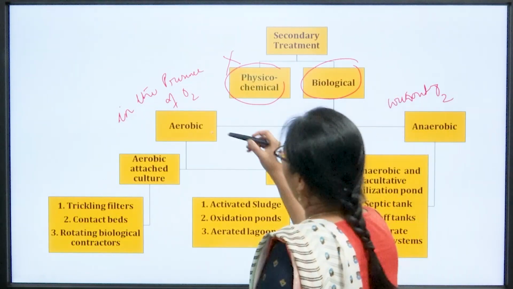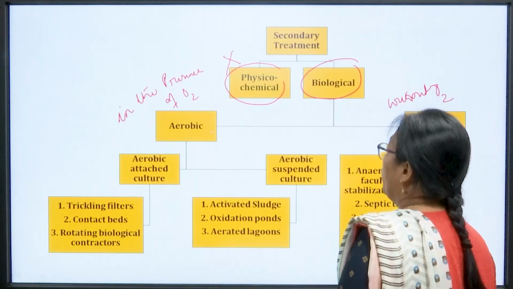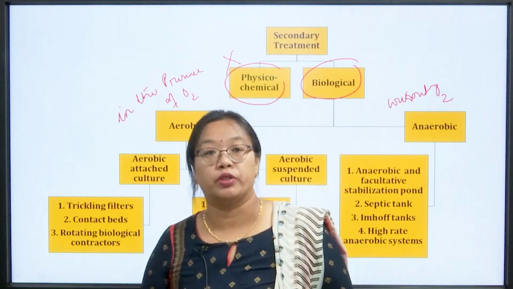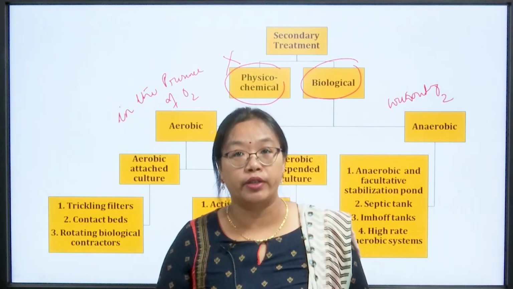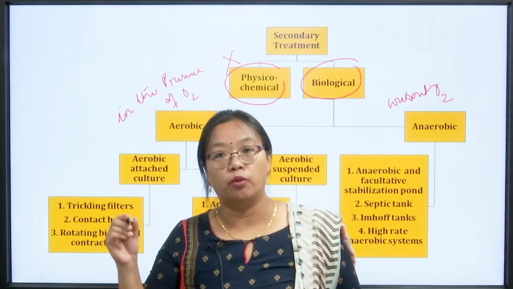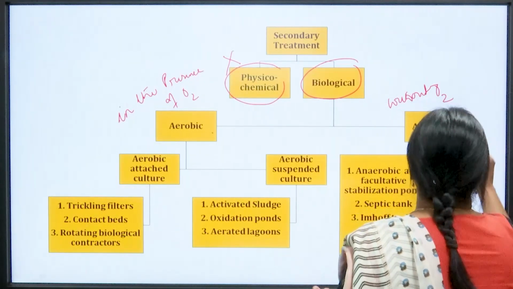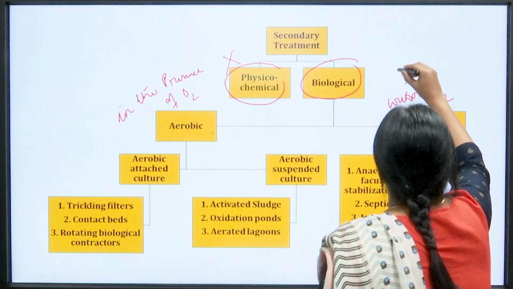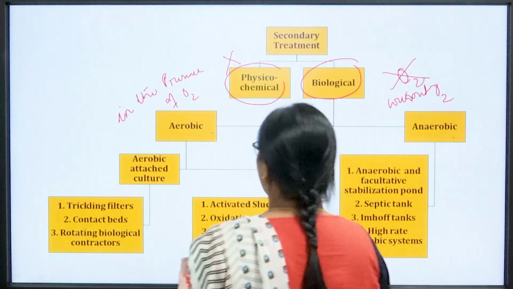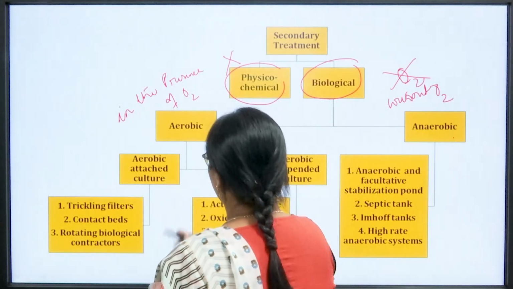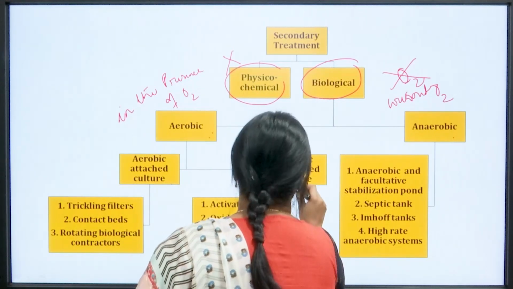If you go for aerobic, it means it is happening in the presence of oxygen. So, when you talk about aerobic, we generally require some type of aeration. Aeration in the sense that you require oxygen. Anaerobic is without oxygen, you don't want oxygen. In aerobic there are two terms, we will be discussing them later on. One is called aerobic attached culture, another is called aerobic suspended.